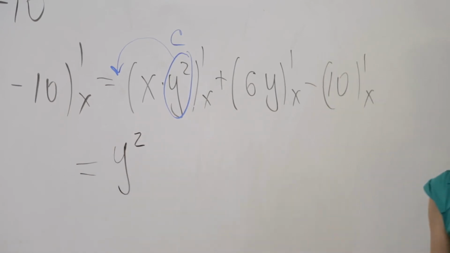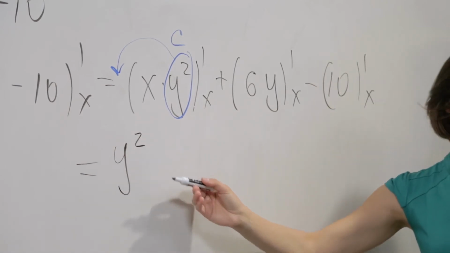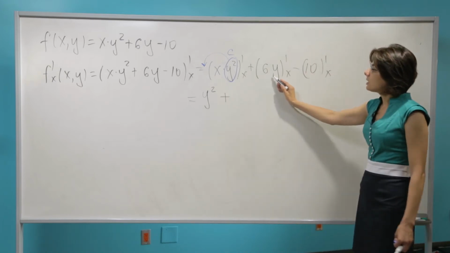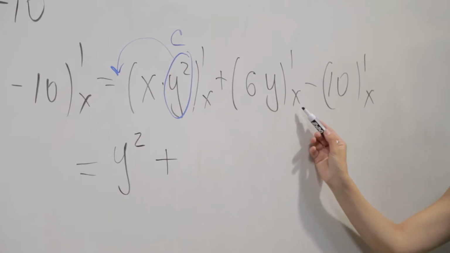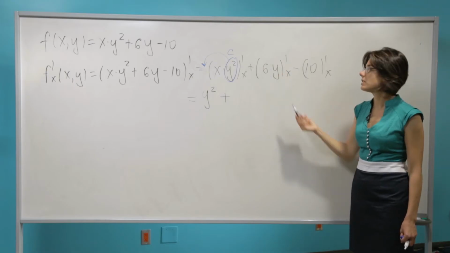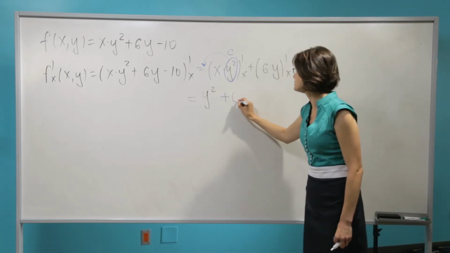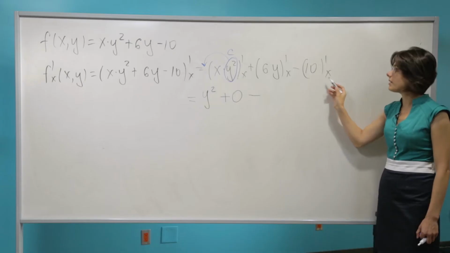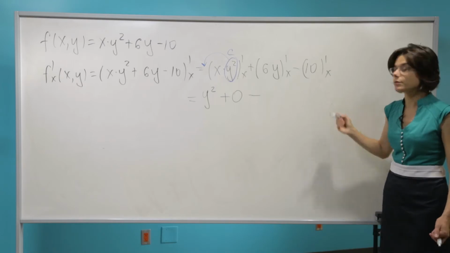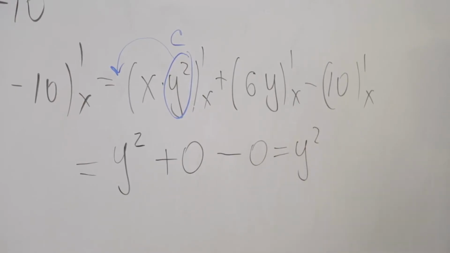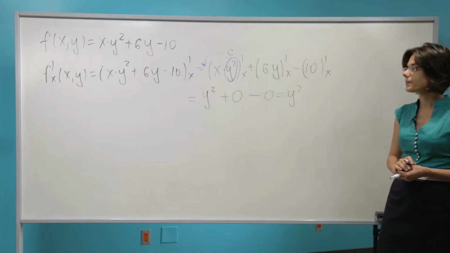So the derivative of x times y squared will be just y squared times 1, plus. Here we have 6y, and we are differentiating over the x variable. This is just a constant for us, and the derivative of a constant is 0, minus. Now 10 is a constant and has nothing to do with variable x. The derivative of a constant is always 0. So the derivative over x is equal to y squared.